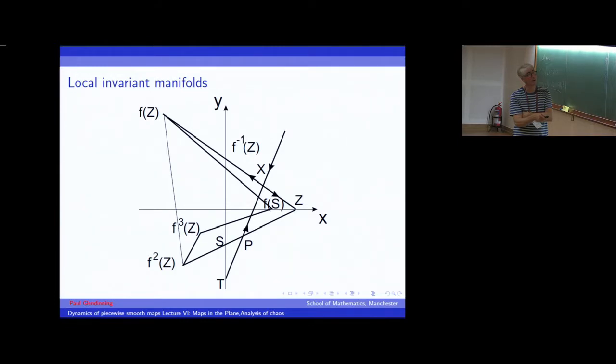Okay. So that line goes to this line. And then what about this bit? That's between z and f of z. Well, that goes to f of z and f2 of s, which I haven't drawn. But what you can see is provided... Sorry, that's not what I'm trying to do. I'm trying to get this.